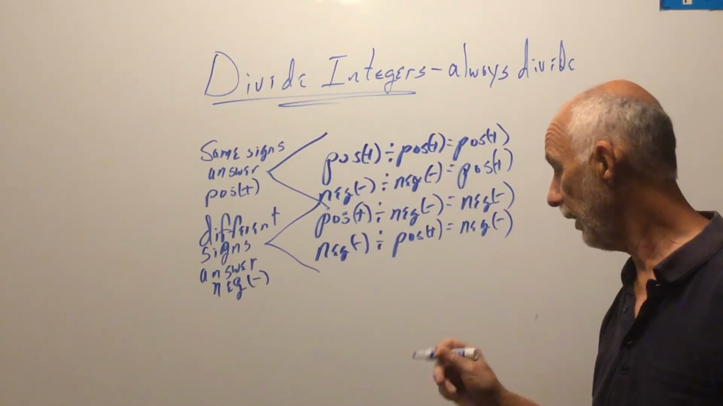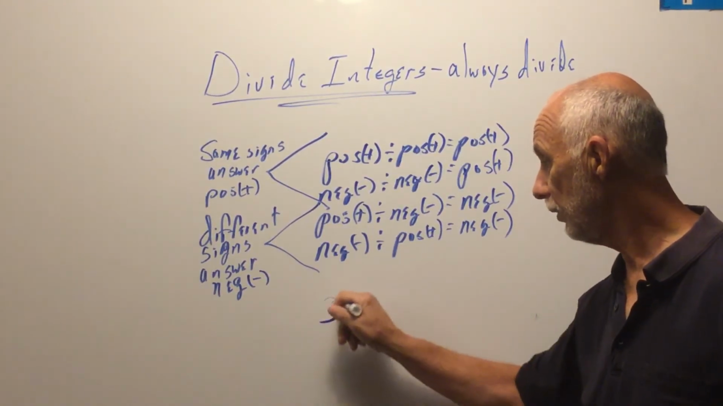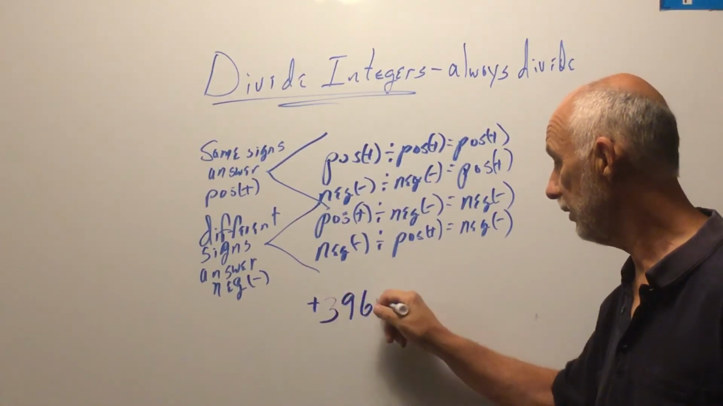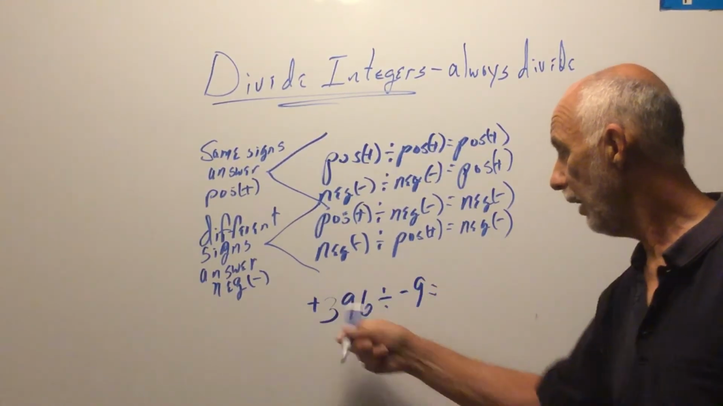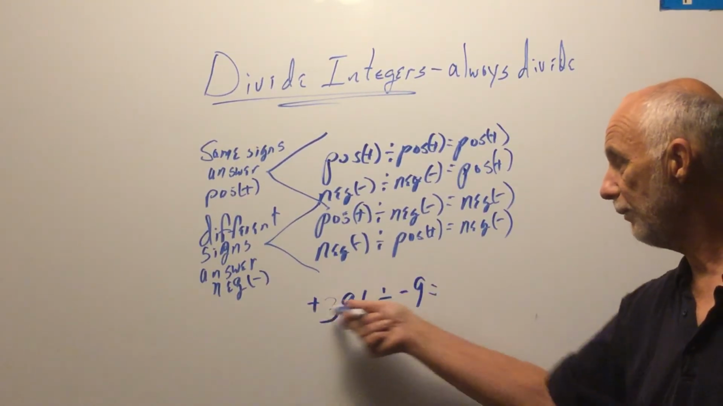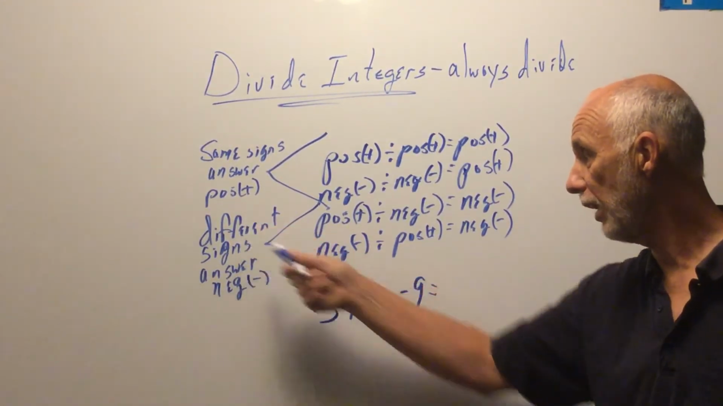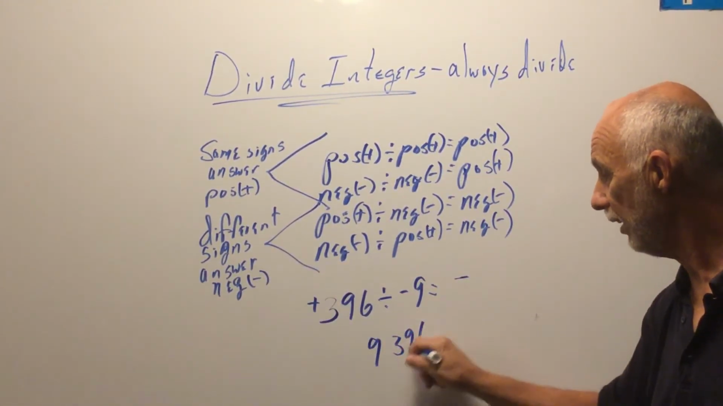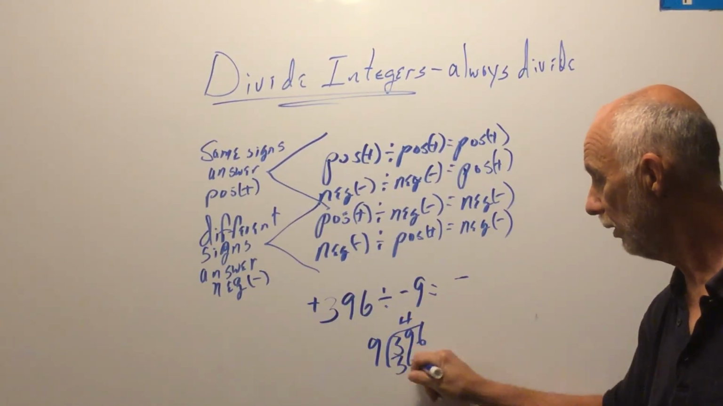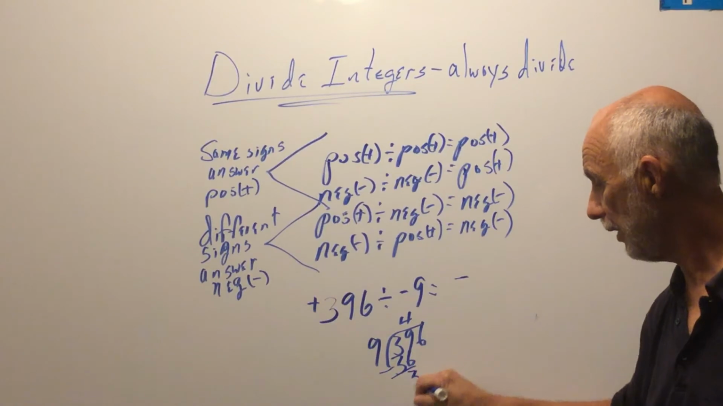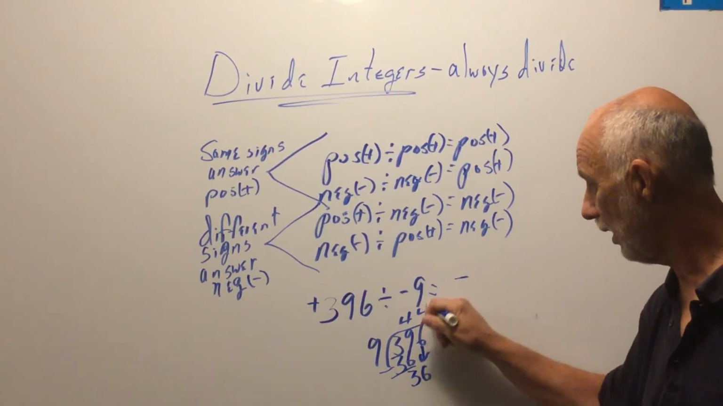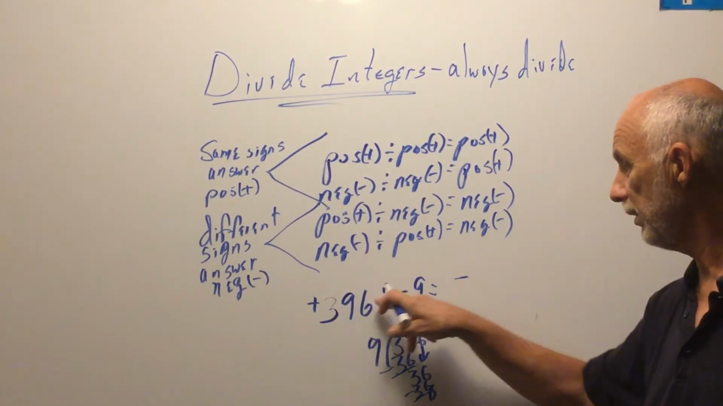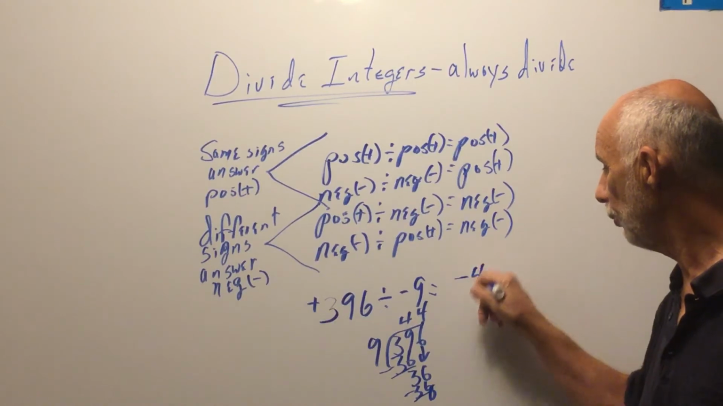So again, if you looked at an example, something like, say, a positive 396 divided by a negative 9, a positive divided by a negative, same signs or different signs? I have different signs, so my answer is negative. And then if you divide 9 into 396, it goes 4 times, remainder 3, and then it goes 4 more times, remainder 0. So positive 396 divided by a negative 9 is a negative 44.